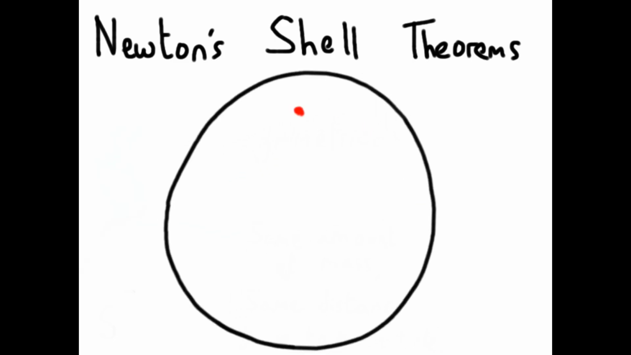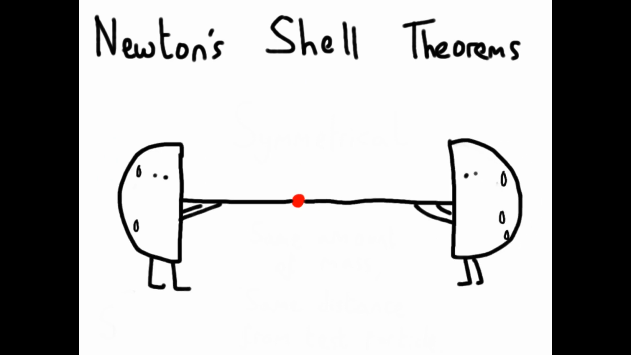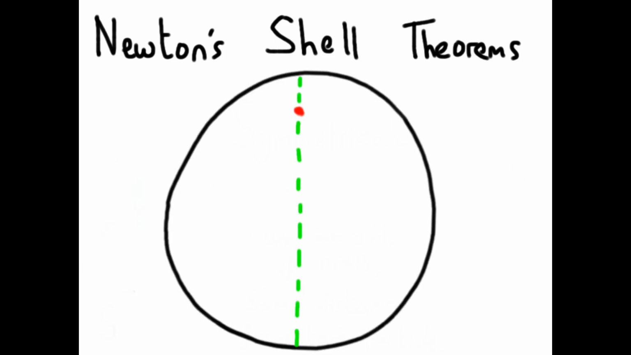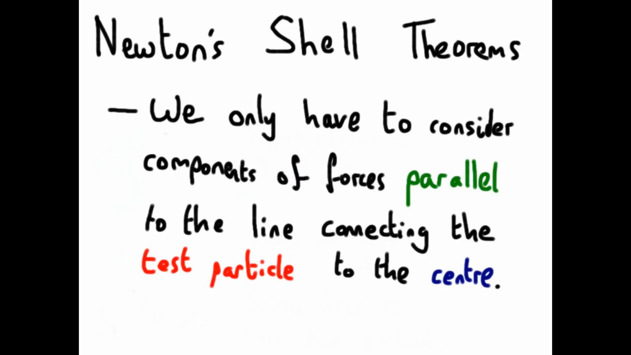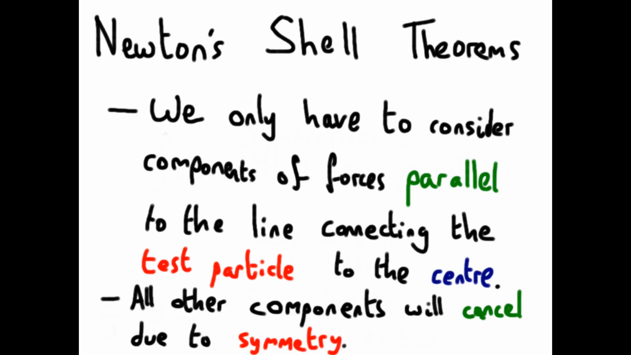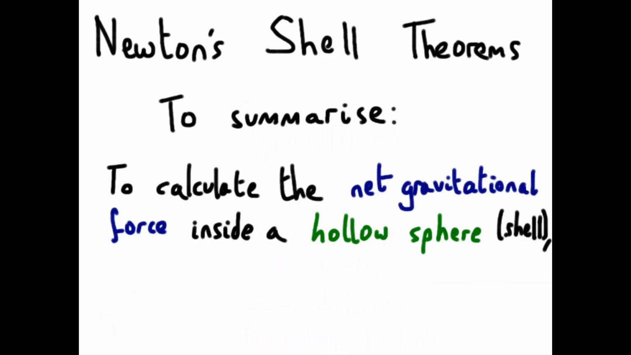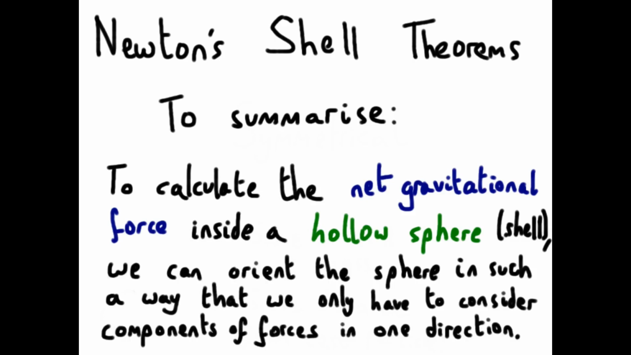We can further divide this circle into two semicircles, and using the same logic as before, we can also ignore any components of forces that are perpendicular to the line connecting the test particle to the centre. This means we only have to consider components of forces parallel to the line connecting the test particle to the centre. In other words, due to the symmetry of the system, we can narrow down a three-dimensional problem to a one-dimensional problem, as the only variable that will affect the gravitational force of the test particle will be its distance from the centre.